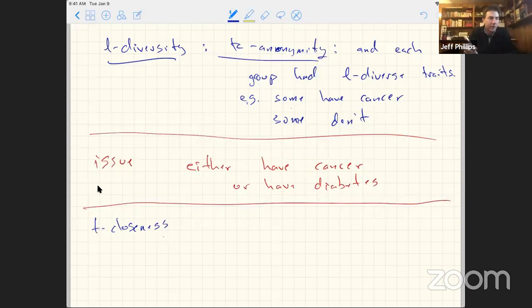Okay. So this has l-diversity, which means it has k-anonymity. It inherits k-anonymity and l-diversity. So there's at least k people in a group for some parameter k. There's some notion that this group of at least k people has at least two or more different classes.